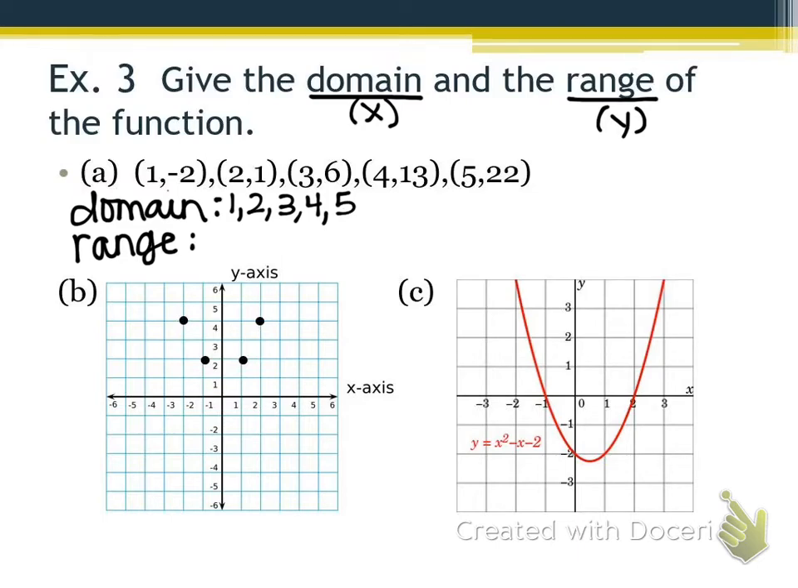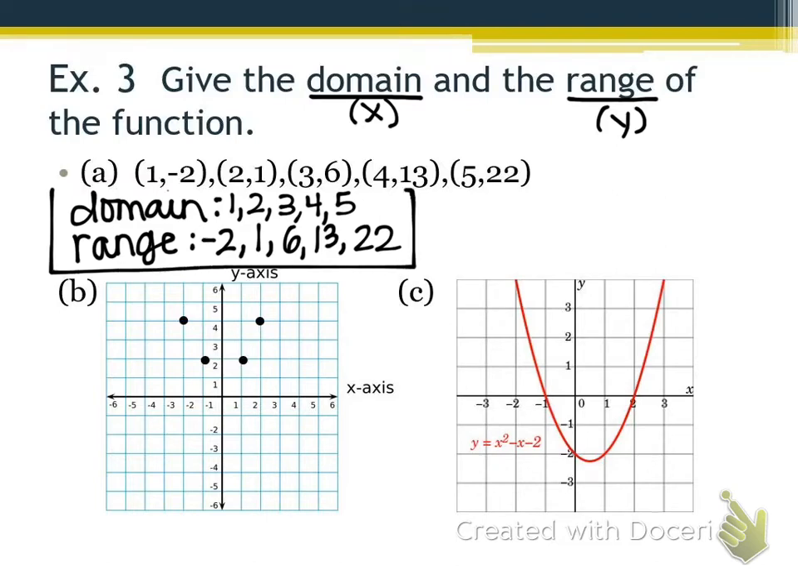Timothy, what is my range? If my Y values are my range, what is my range? -2, 1, 6, 13. Perfect. And they're already in order from least to greatest. So if I'm given ordered pairs, domain and range is simple. I write down my X values for my domain, Y values for range.